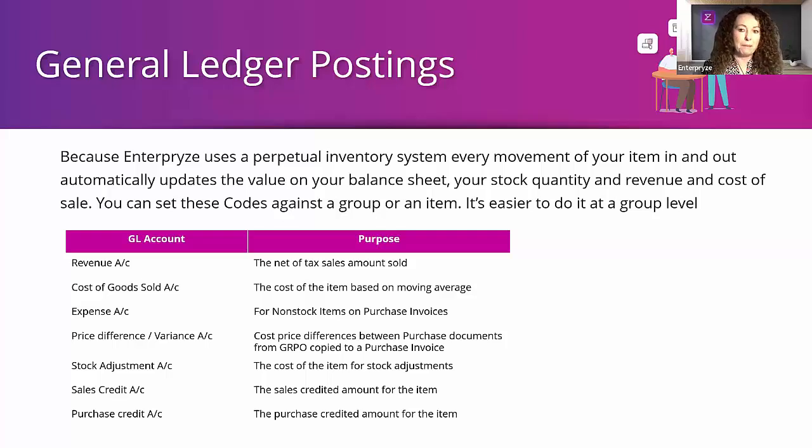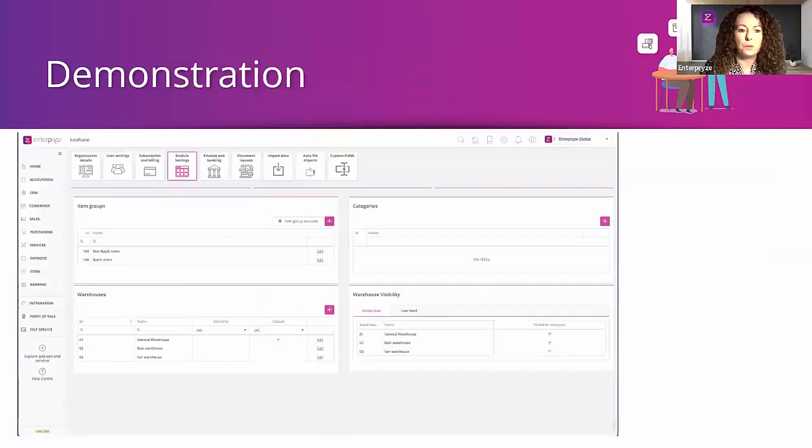Price difference variance, I mentioned that already as well. If you picked up on that, it's where, between purchase documents, there's a difference. Let's say, for example, you copy the goods receipt PO to a purchase invoice, but there's a price difference, a value change. That will get updated to the price difference. We've also got a stock adjustment, so the cost of the item for the stock adjustments. Then we've got the sales credit and purchase credit. Where there's a credit note, what revenue and what cost of sales account do you want to get updated? Are there specific ones that you need to track, for example, on your chart of accounts? So just giving you a quick overview of what each of those are.